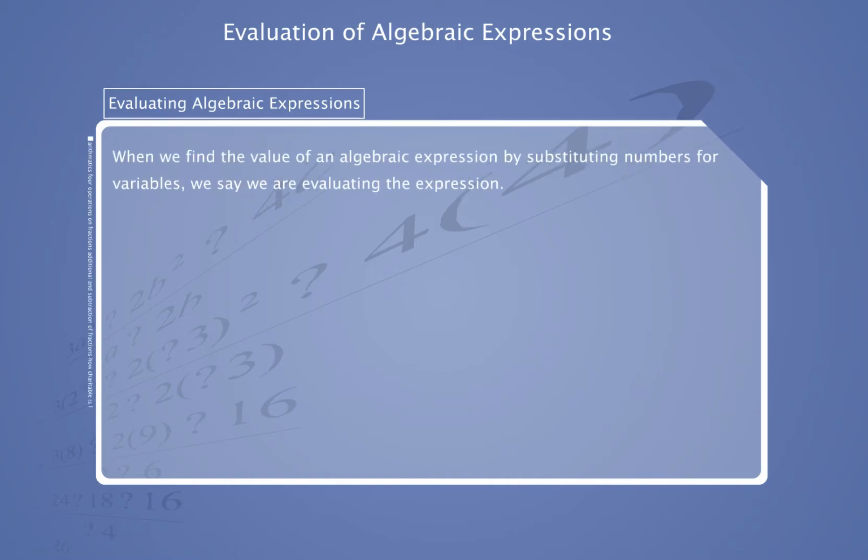When we find the value of an algebraic expression by substituting numbers for variables, we say we are evaluating the expression. For example, evaluate the following for a equals 2 and b equals 6. To find the answer, we simply replace a by 2 and b by 6. Try this.